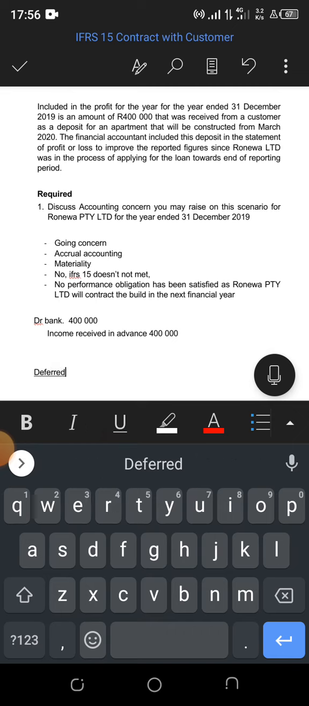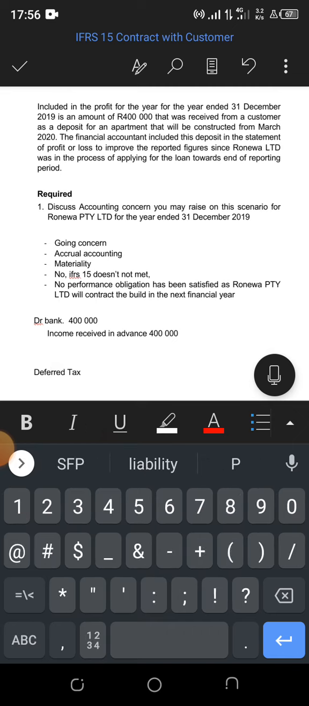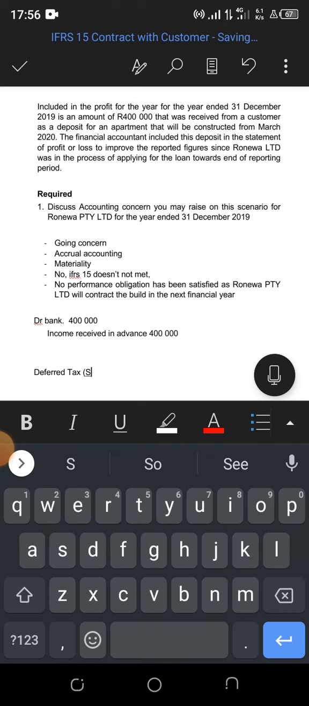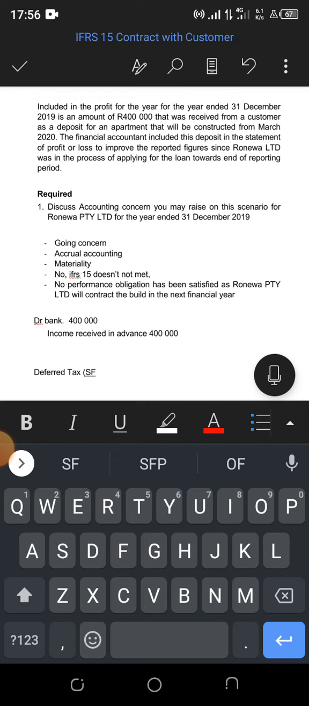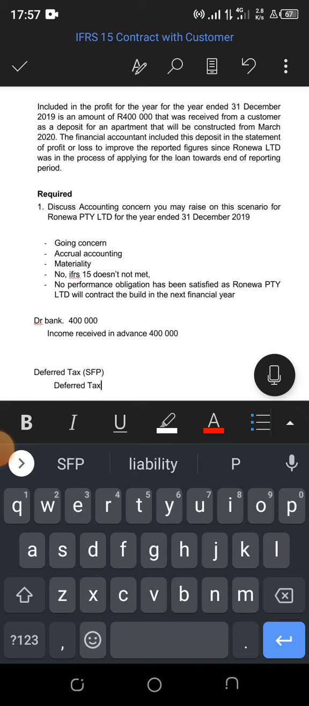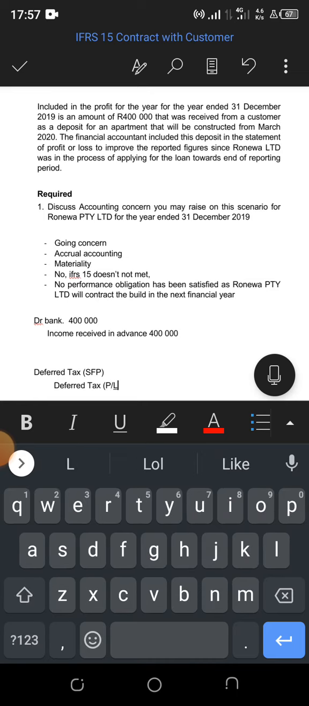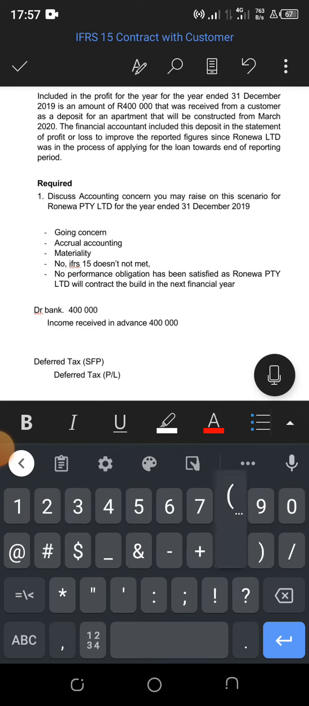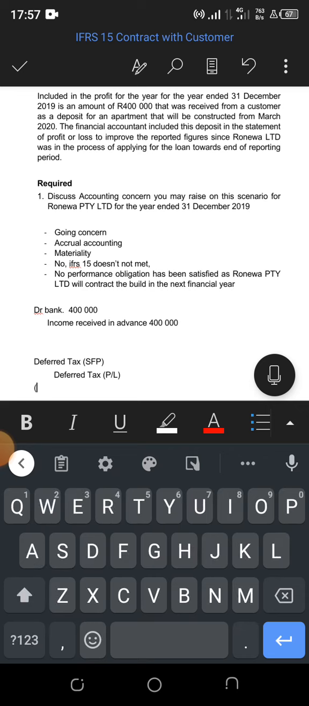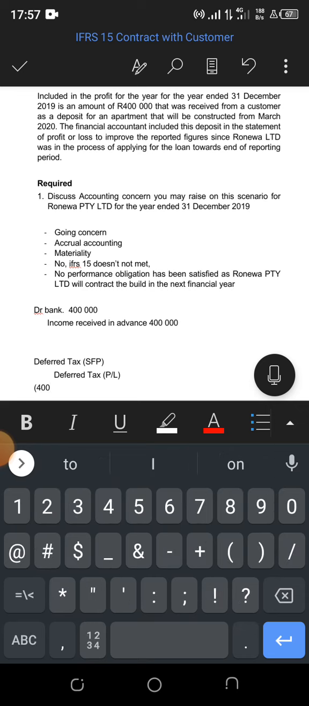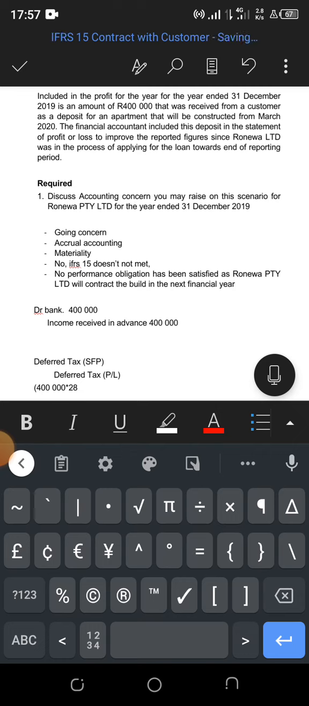We're going to have deferred tax asset, SFP, because it's an asset. Then we credit deferred tax of P and L. Then how are you going to calculate it? It's either you have been given the rate or you use 28%. Apply by 28%.